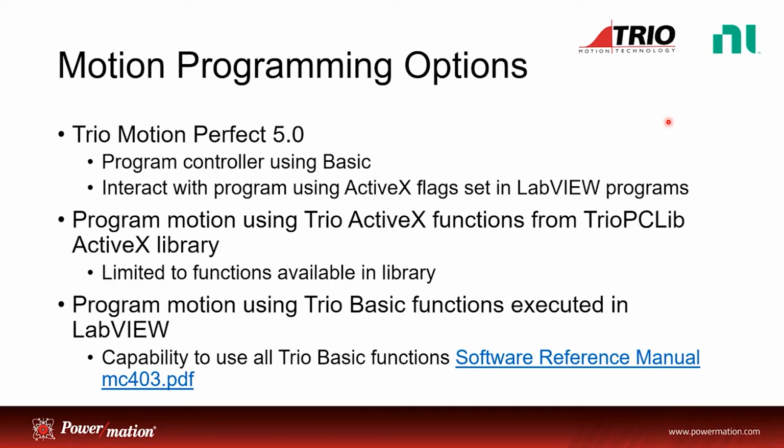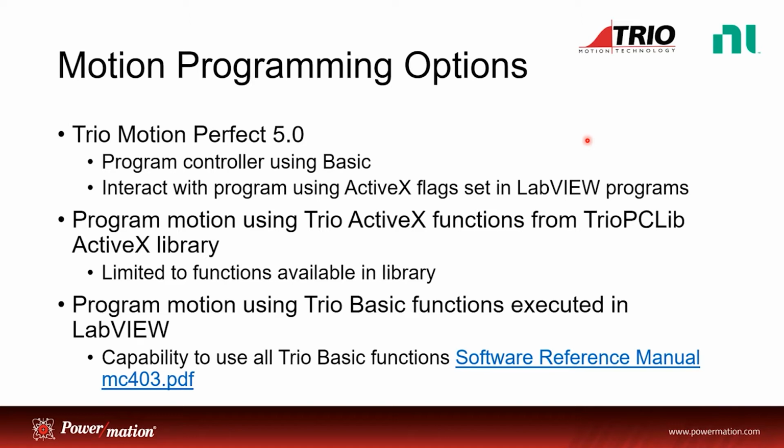I'd like to talk about multiple ways that you can use a program with the Trio controller. One of them, we can use the editor from Trio to create BASIC programs. That's the Trio Motion Perfect 5.0. And once we've created those programs, the LabVIEW program can interact with that program using ActiveX flags. Alternatively, we can use a set of Trio ActiveX functions from their library. Any of the Trio BASIC functions can be executed in LabVIEW.